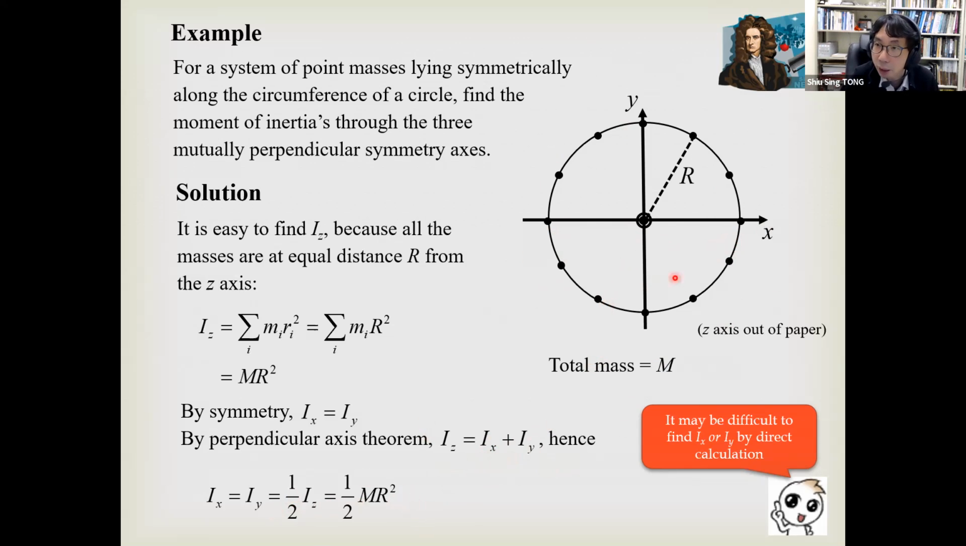Now, why can I apply this theorem? Because this is not a laminar, but since all the masses are on the same plane, you can apply the perpendicular axis theorem. The perpendicular axis theorem applies to a two-dimensional object. It need not be a uniform laminar. The laminar may not be uniform. You can have a point mass distribution as well, as long as all the mass is distributed on the same plane, you can apply the perpendicular axis theorem.